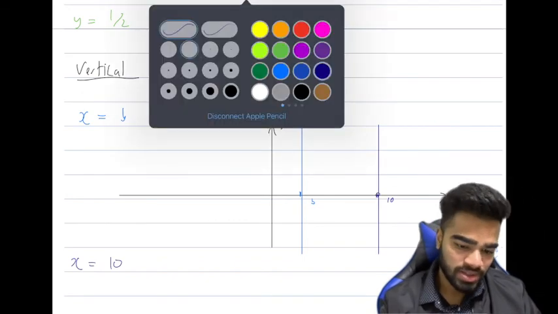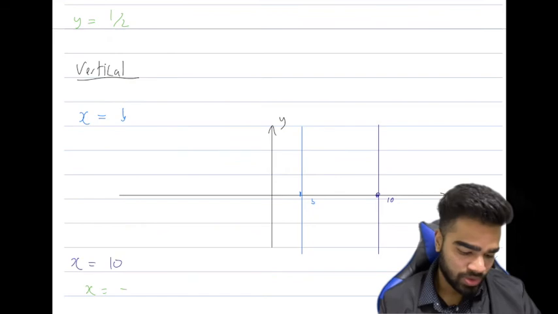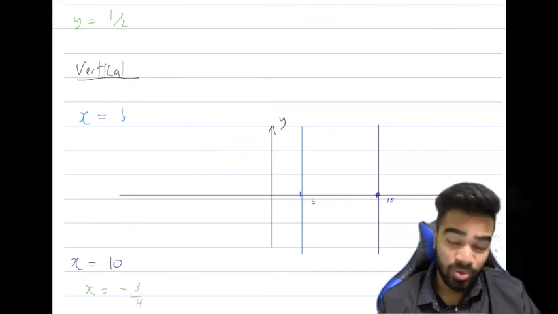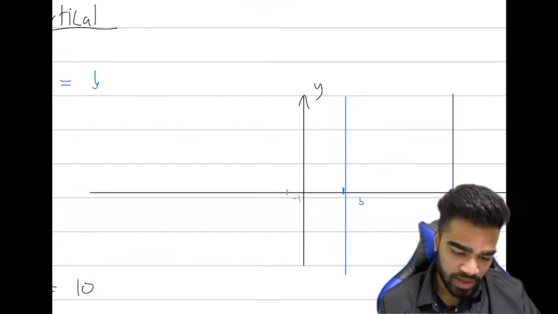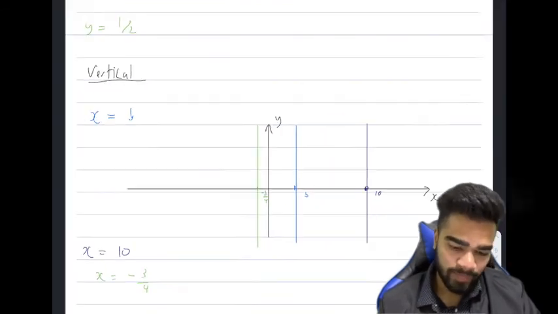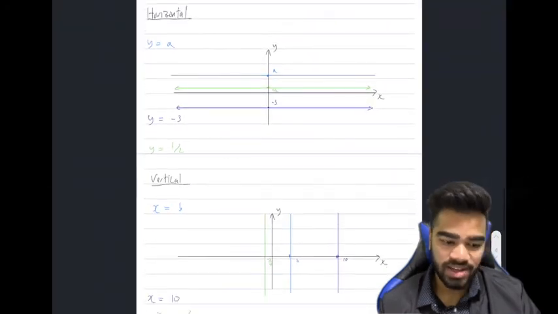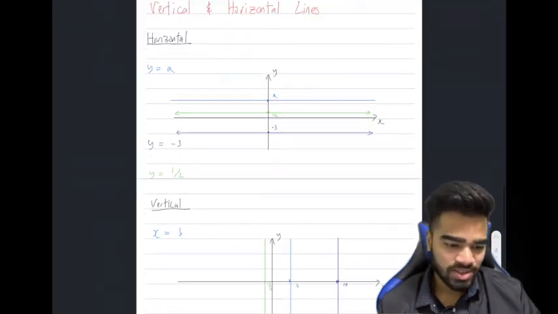I'll give you one more example. x is equal to -3/4. Well, where's the x value? -3/4 would be roughly here. So that would be -3/4, and then just draw a vertical line through there. So that's really easy, guys, vertical and horizontal lines. There's a bit of a bonus though.